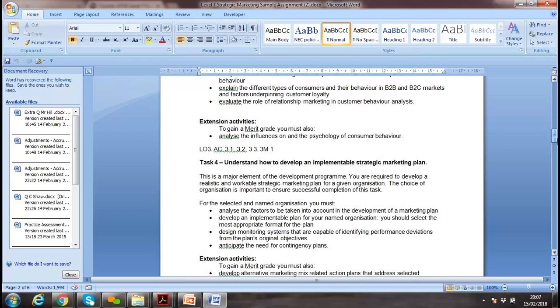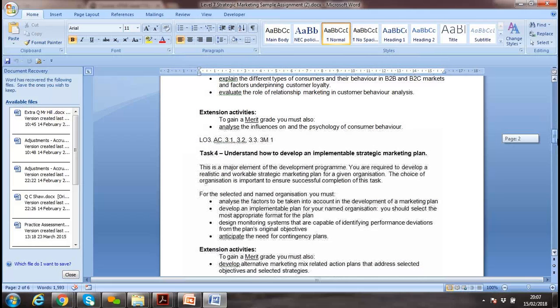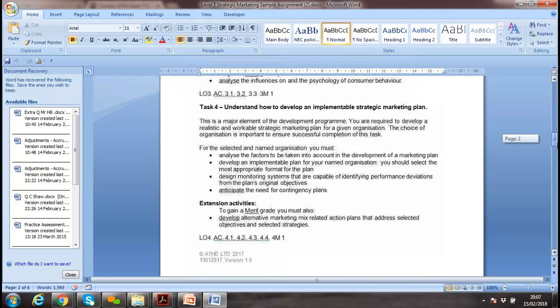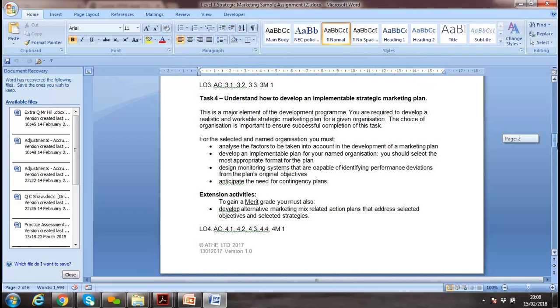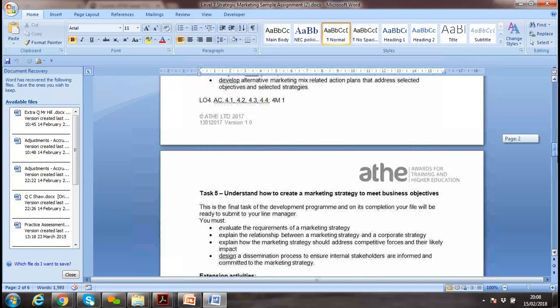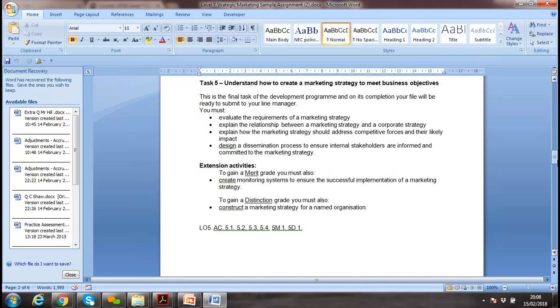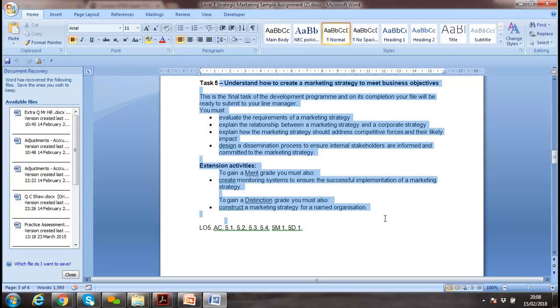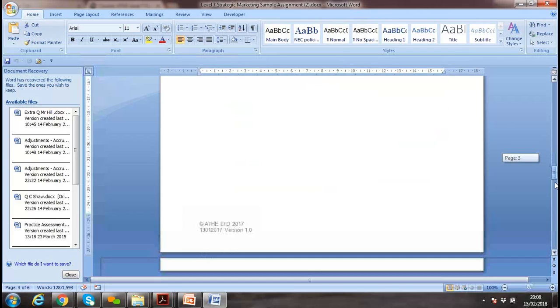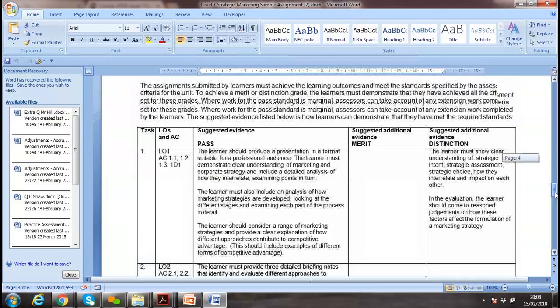Task four is to understand how to develop and implement a strategic plan. We discussed it, and I already sent you the template as well. Then you have task five, to understand how to create a marketing strategy based on your marketing plan or environmental analysis research. We discussed Porter's generic strategies, cost leadership, and differentiation.